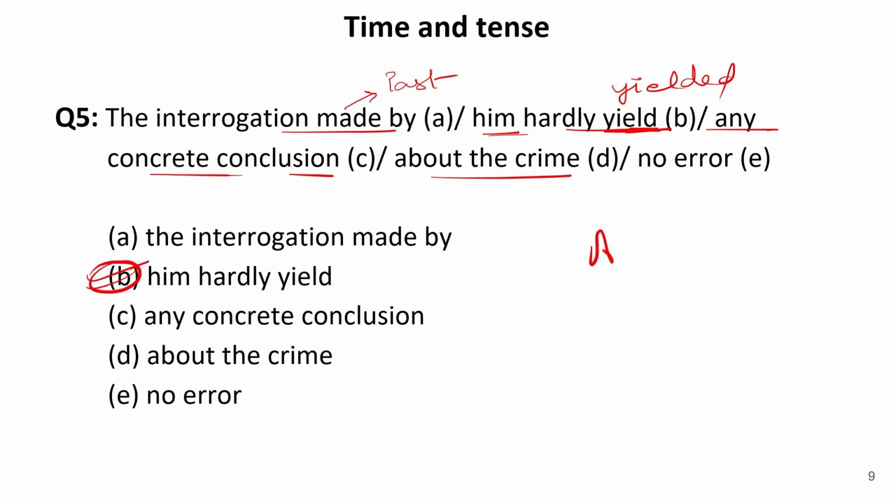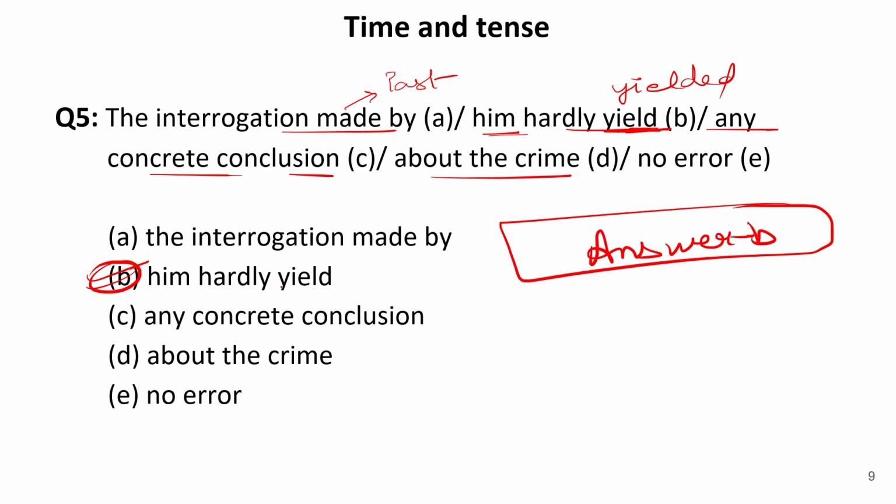So our answer is B, that is "yield" should be replaced with "yielded," and the correct sentence will be: the interrogation made by him hardly yielded any concrete conclusion about the crime. Therefore, B is the correct answer. You need not rectify it, you just have to find out which part contains the error, and that is the part B. Now let us move to the next one.